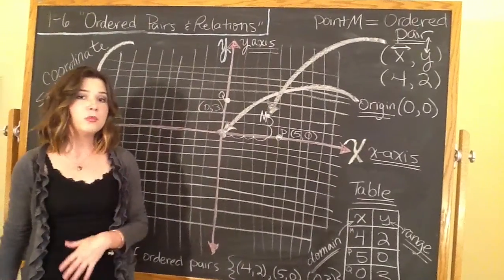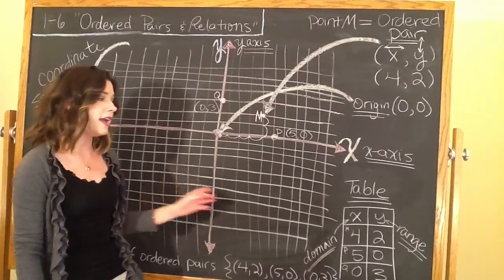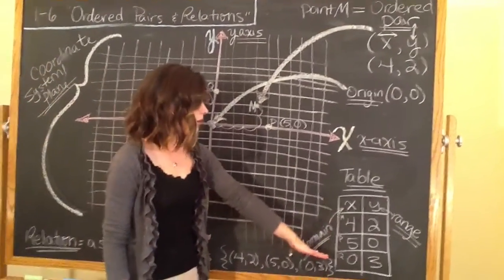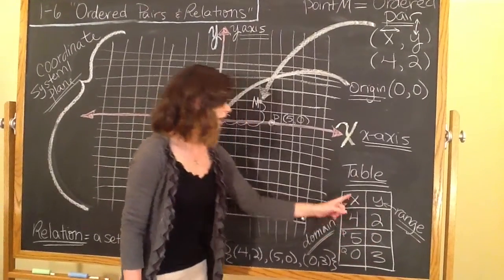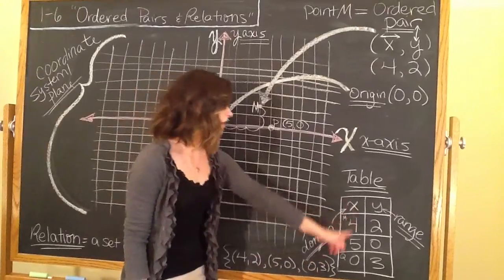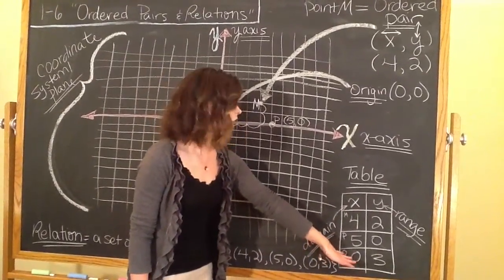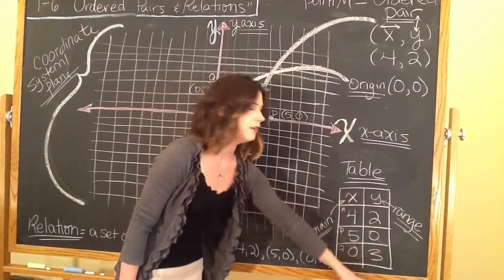Now when you have multiple points on a graph, you can organize that information in several ways. One way is by making a table. In order to make a table, you have to have an x column and a y column. All of the x values, which are also called the domain, will be on the left side of the chart. And on the right side of the table, you will have all of the y values, which is also called the range.